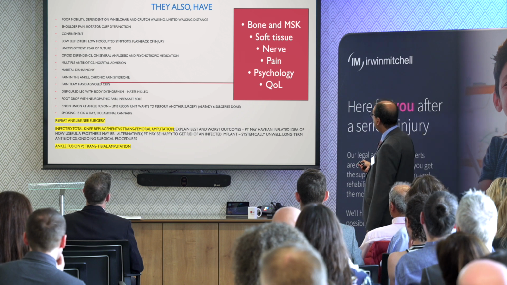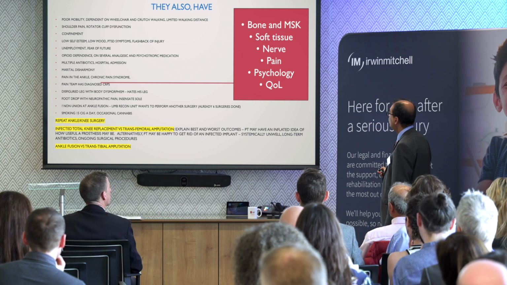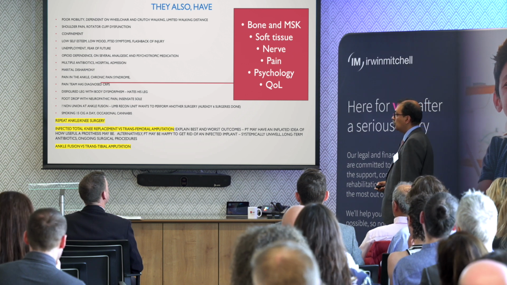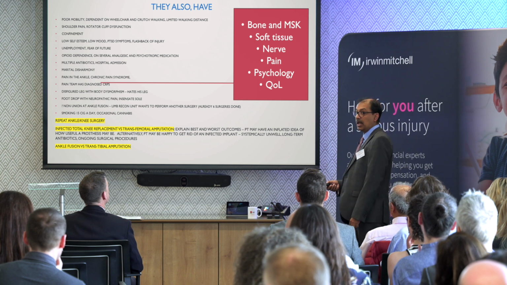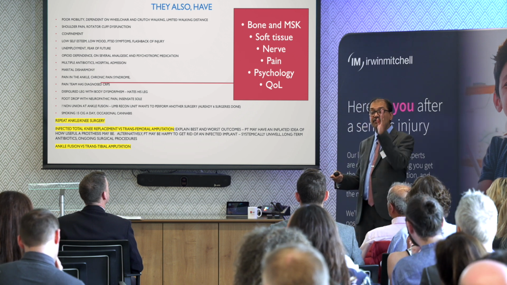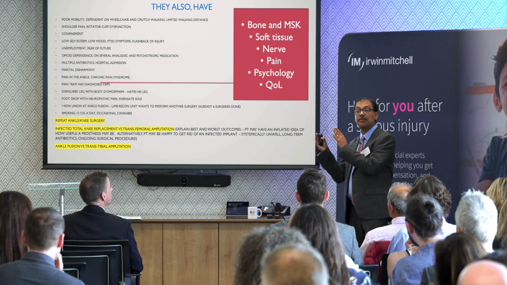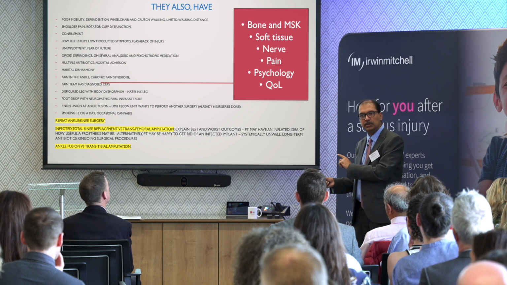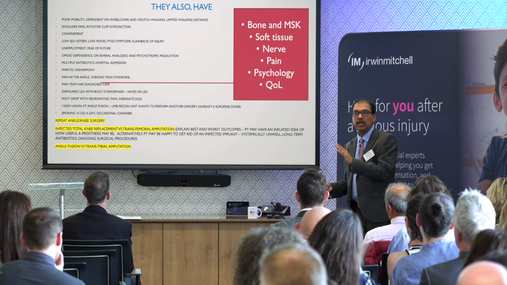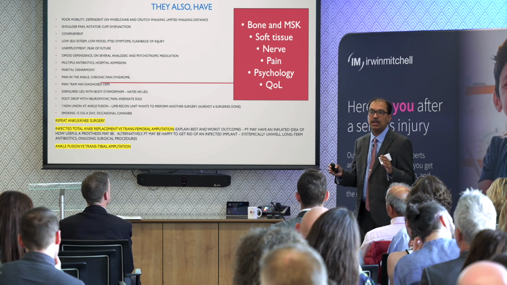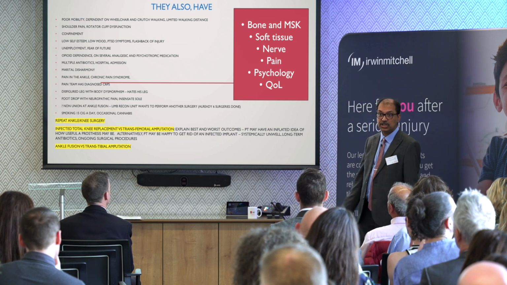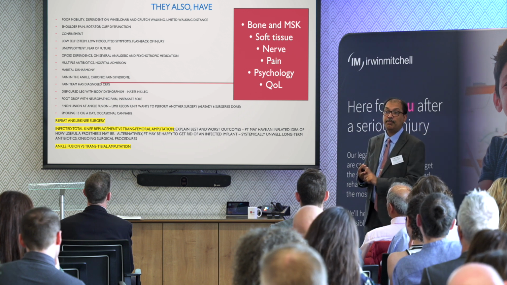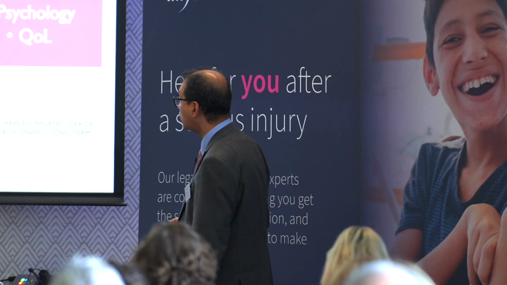So there are bone and MSK issues, soft tissue issues, nerve issues, pain issues, psychology issues, quality of life issues. They sometimes ask for amputation. Even in the LEAP study, there are publications which show that 1 in 3 limb salvage patients come back to us in about 3 years' time asking for elective amputation, to improve quality of life, pain, and mobility.